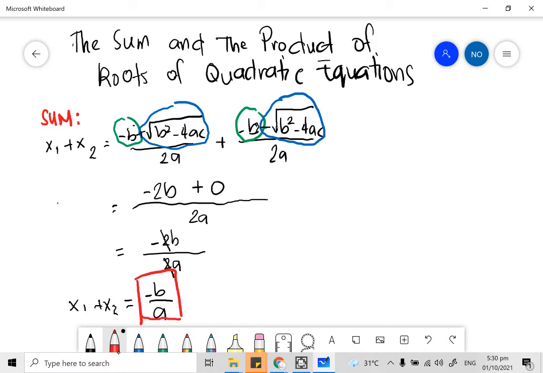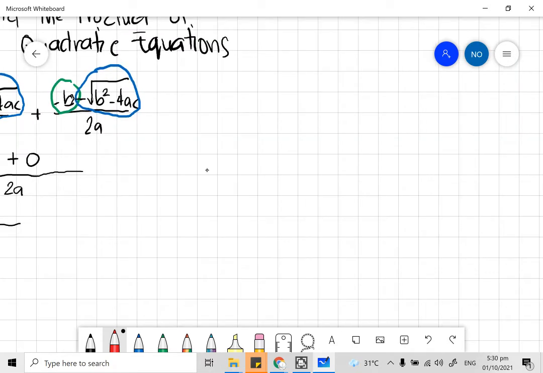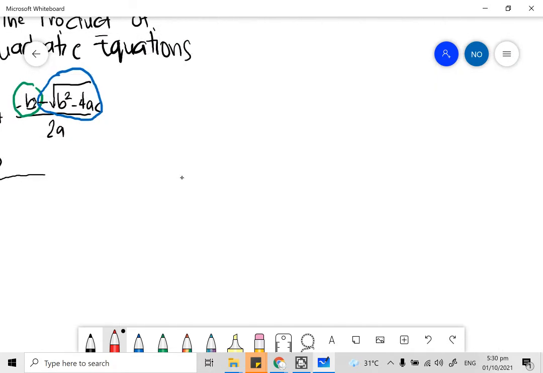Ngayon naman, yung product naman. Alamin naman natin yung sa product. Okay? So, paano ba yung sa product? Let's say we have product. Ayan, so i-derive natin yung formula para mahanap yung product of the roots. So, dahil product, ibig sabihin magmumultiply lang tayo.